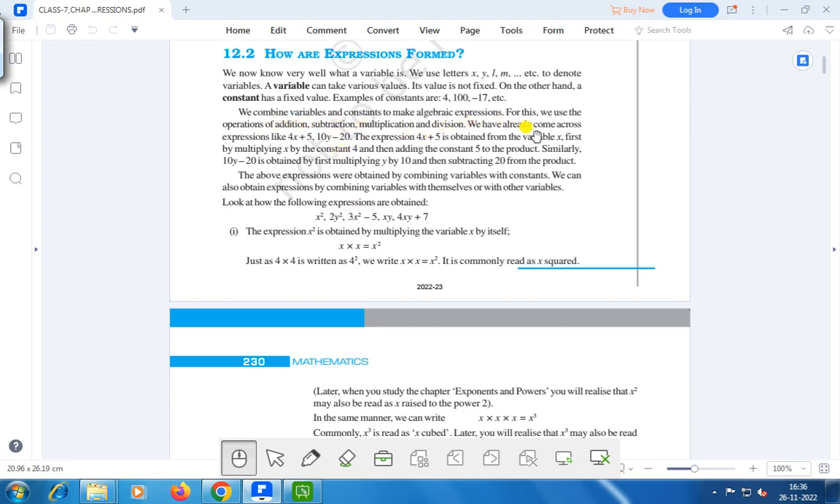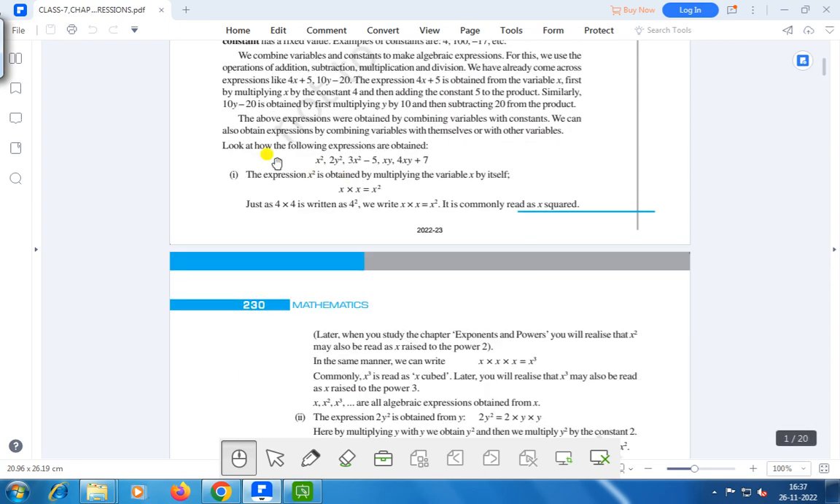We have already come across expressions like 4x plus 5, 10y minus 20. The expression 4x plus 5 is obtained from the variable x, first by multiplying x by the constant 4 and then adding the constant 5 to the product. Similarly, 10y minus 20 is obtained by first multiplying y by 10 and then subtracting 20 from the product. The above expressions were obtained by combining variables with constants. We can also obtain expressions by combining variables with themselves or with other variables.